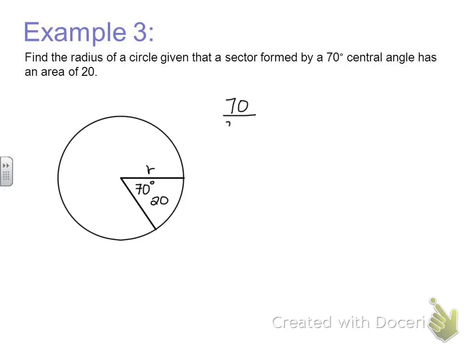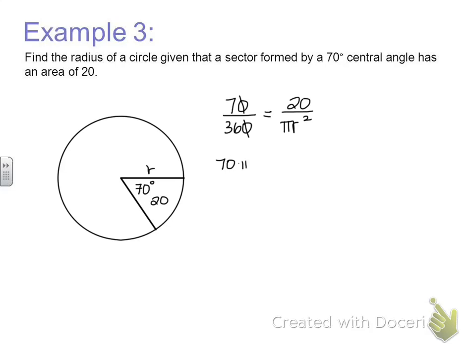So I would write 70 over 360 is equal to, and what would you set it equal to? 20 over, not r, it should be 20 over the whole area of a circle. What is the area of a circle, though? Pi r squared. Can you solve that for r? Yeah, we should be able to. Cross multiplying is going to be the easiest way to handle this one. You might simplify a couple things first, so you might knock off the zeros so that I don't have such big numbers.